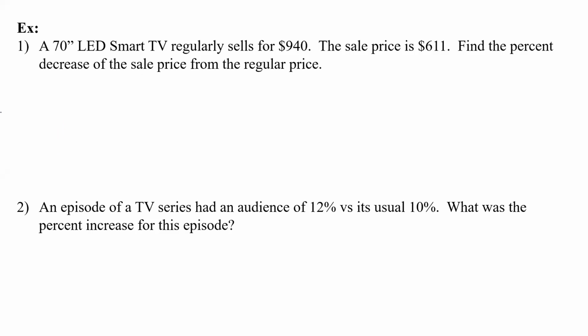All right, so let's take the larger minus smaller. So when we do that, we're going to take 940 minus 611, and we're going to divide by the original amount, which was 940. And then we're going to multiply that by 100% to get it back into a percent. And so let's plug that into our calculator.